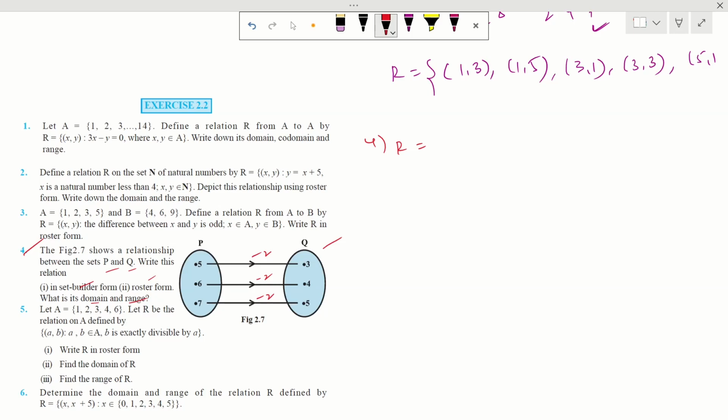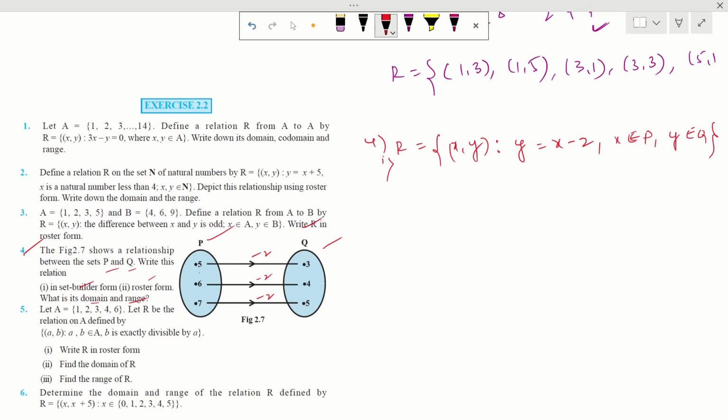Then what is the meaning of it here? We can write in roster form or in set builder form. In set builder form, (x, y), the first element and second element from P and Q, such that y is x minus 2, and x belongs to P and y belongs to Q. Okay, this is correct.